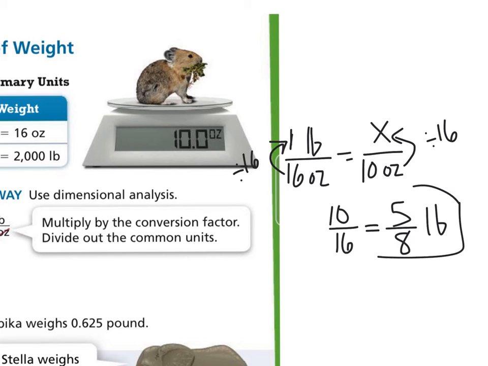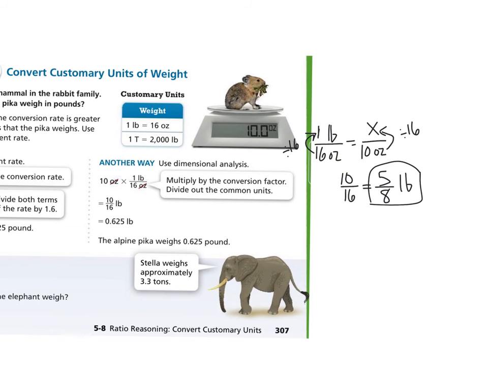The other option, what the book's doing, is they did a decimal. Okay, the fraction's going to be easier for you. Decimals, you never know when they're going to end. So I would suggest doing it that way, just 5/8 of a pound, and you're done.